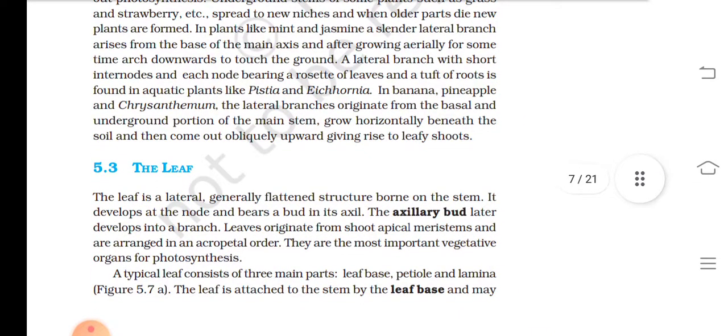In plants like mint and jasmine, a slender lateral branch arises from the base of the main axis and, after growing aerially for some time, arcs downward to touch the ground. A lateral branch with short internodes and each node bearing a rosette of leaves and a tuft of roots is found in aquatic plants like Pistia and Eichhornia. In banana, pineapple and chrysanthemum, the lateral branches originate from the basal and underground portion of the main stem, grow horizontally beneath the soil, and then come out obliquely upward, giving rise to leafy shoots.